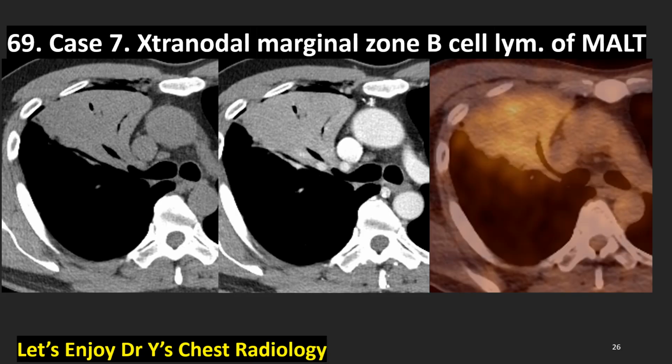Look at these axial images. No remarkable contrast enhancement on the CT. No remarkable hot uptake on the PET-CT. This tumor is usually low grade. We call them maltoma, sometimes baltoma. They usually look like alveolar pneumonia.